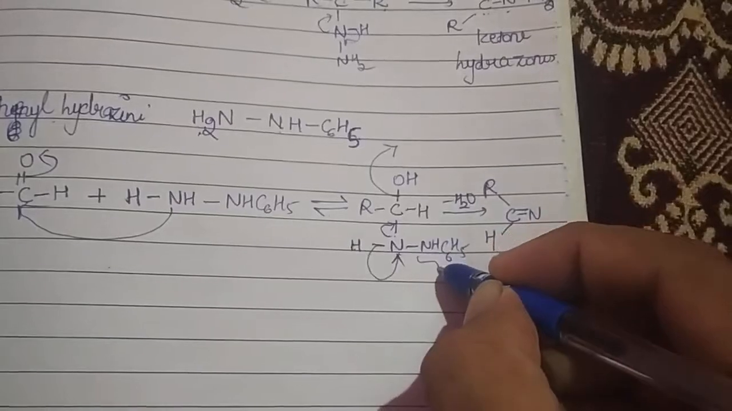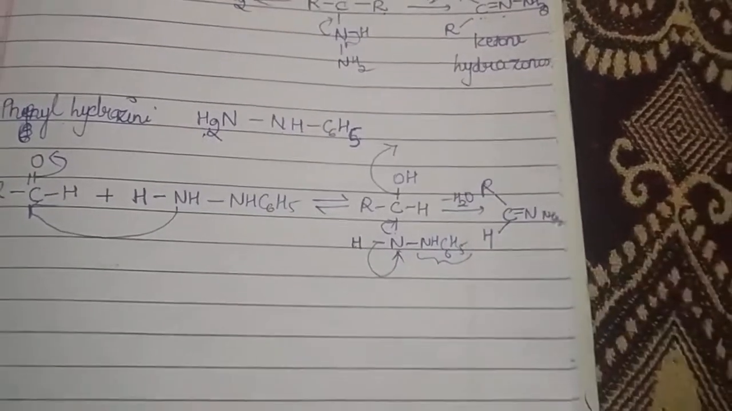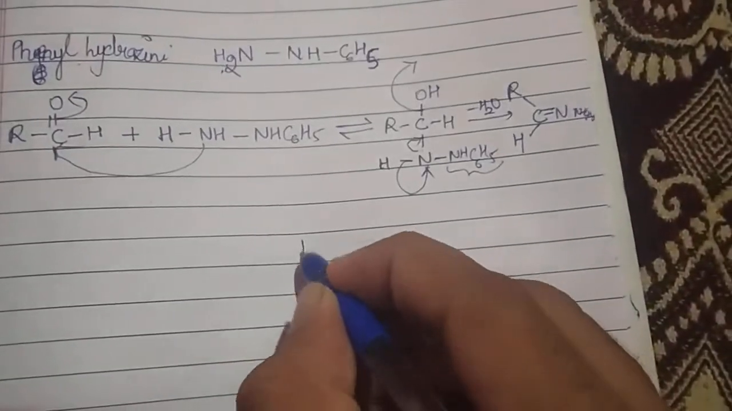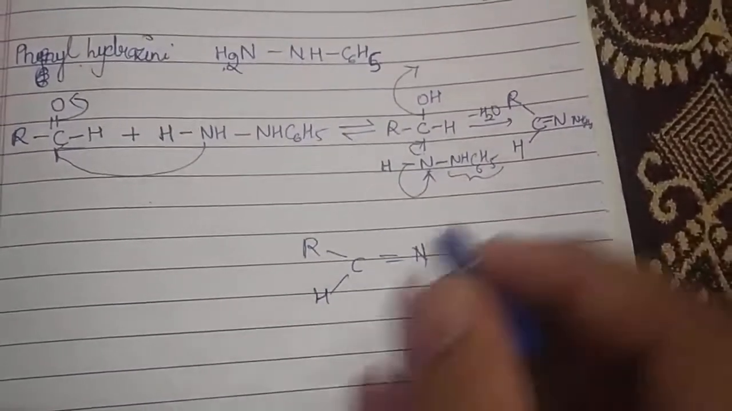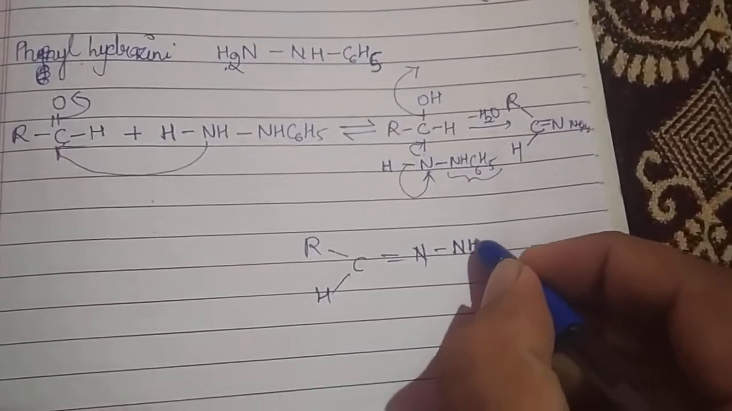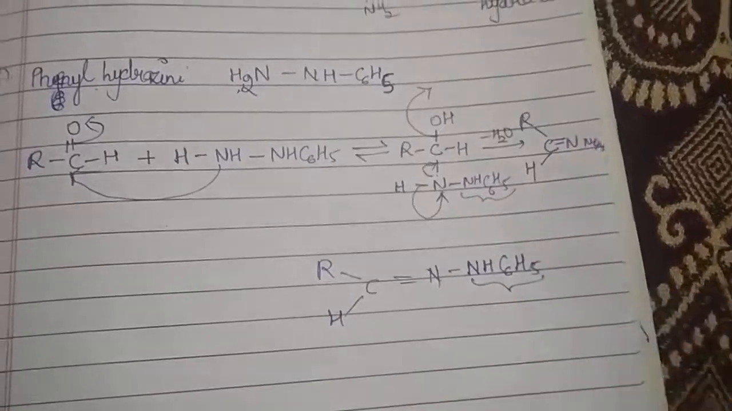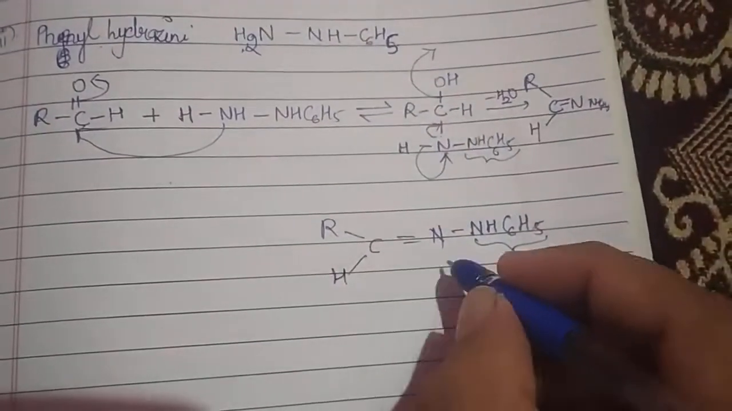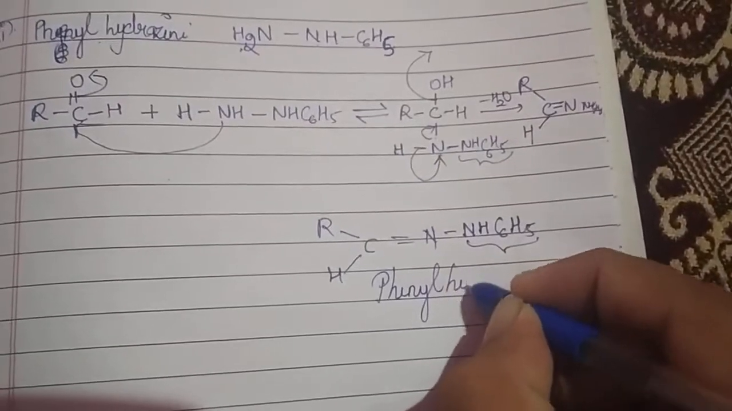Yes, you can only see now this one, NHC6H5. If I write more clearly, RCH double bond N single bond NHC6H5. So you can just note over there what is the Z we have obtained over here. Remember, they are called as phenyl hydrazones. So what are they called?